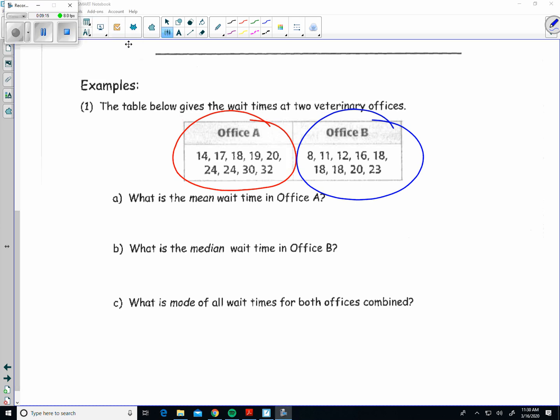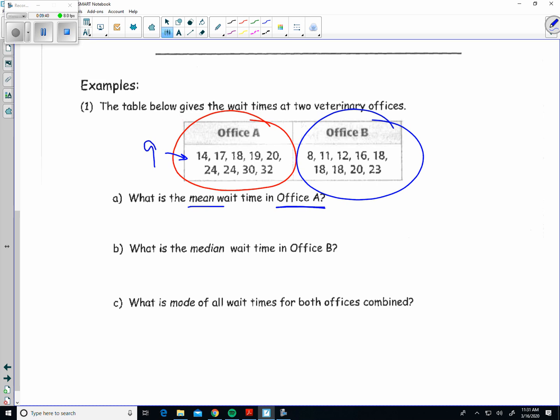All right, so in Office A, if we want to find the mean, we must average out all of the wait times. First of all, there are 9 different wait times here. Check them all out: 14, 17, 18, 19, 20, 24, 24, 30, and 32. Hate to be that person who had to wait 32 minutes to see the veterinarian.